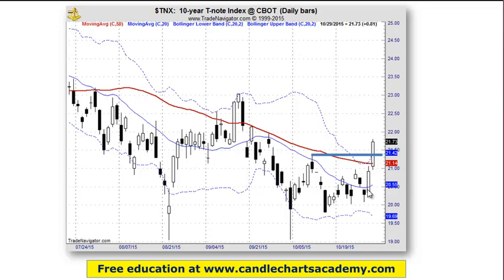What could happen now is this old resistance from around here, 21.42, to maybe 21, this old resistance should be a support area on any retracements. But the reason I wanted to send you this alert is to keep you updated on the technical action based on the Fed news. And we did have a breakout in the 10-year note index.